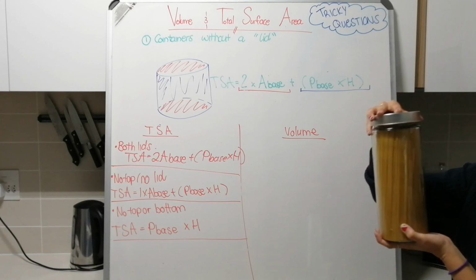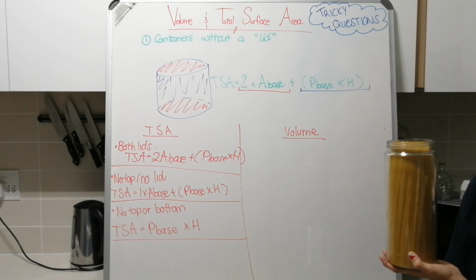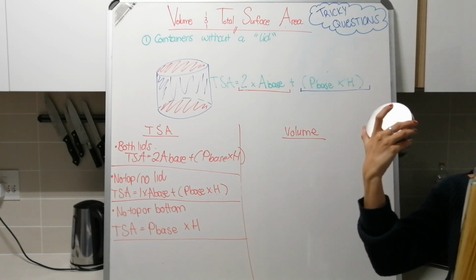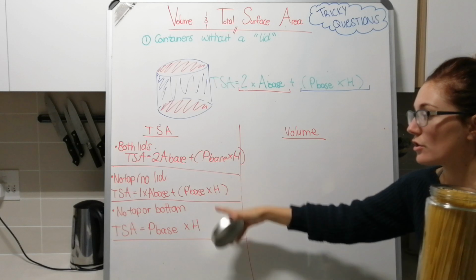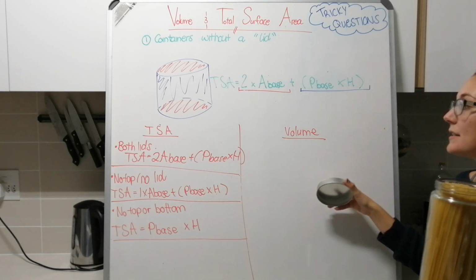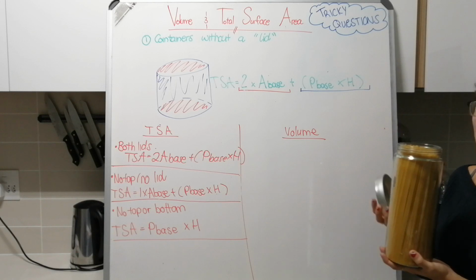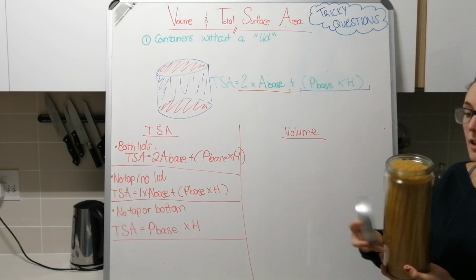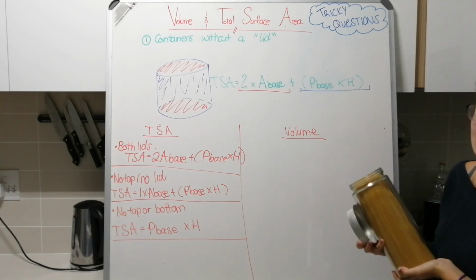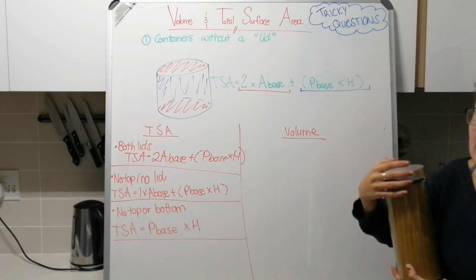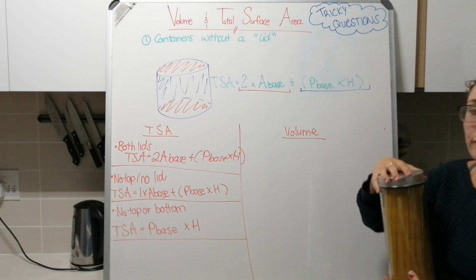that if I want to paint the outside of this, removing the lid changes the area that I'm painting, right? I now no longer have to paint this. So that's why the total surface area changes. But with the lid on, compared to with the lid off, the volume of this container doesn't change. The amount of spaghetti in this container is still the same, right? So the volume is not affected by the fact that I've taken off my lid.